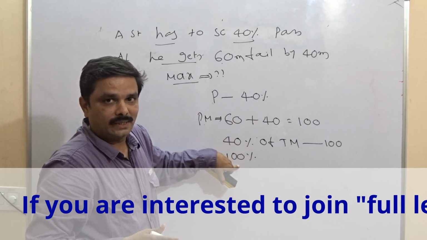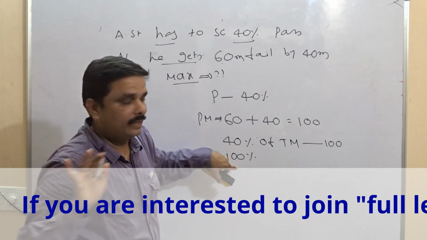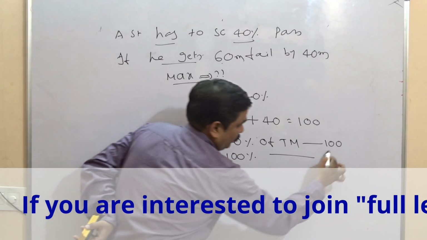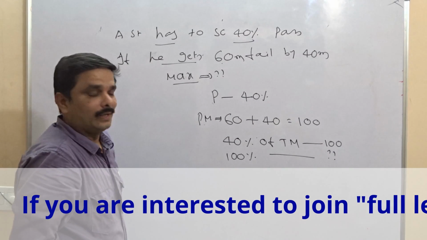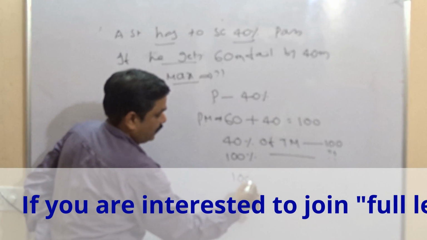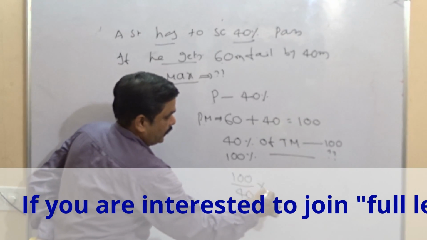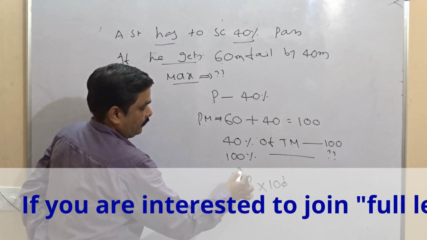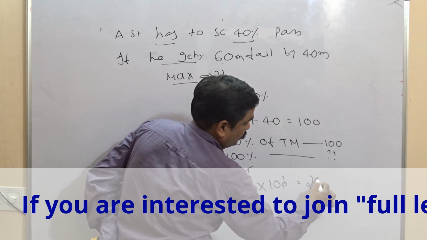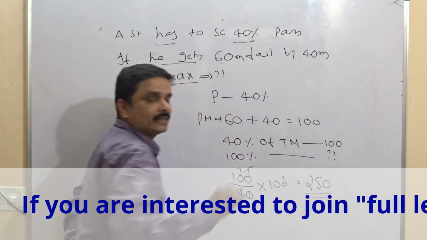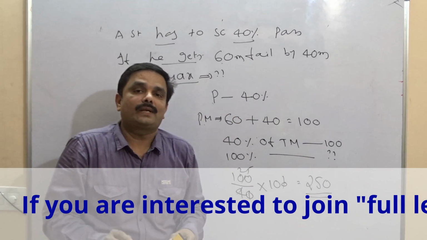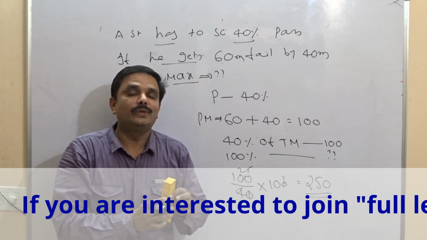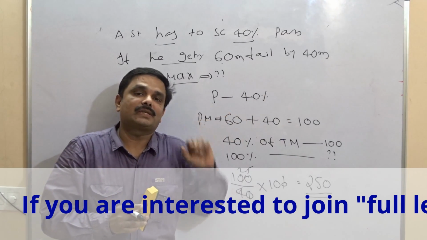In the basic session itself, I have explained this very, very clearly. Now 100% is equal to how much? Now 100% is obviously 100 by 40 into 100. Just go for this one. Now it is 250. My answer is 250. Maximum marks is 250. Always use the unitary method for this type of questions.